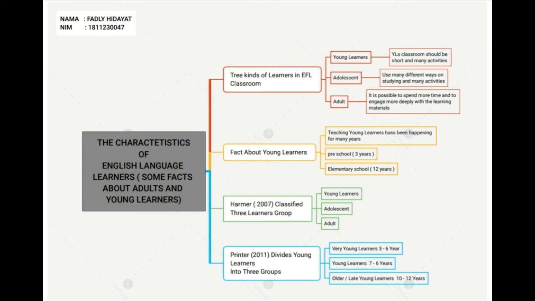The first one is young learners. Young learners respond even though they do not understand, and they learn from everything around them. They learn indirectly rather than directly, and they understand mostly when they see, hear, touch, and interact rather than from explanation.